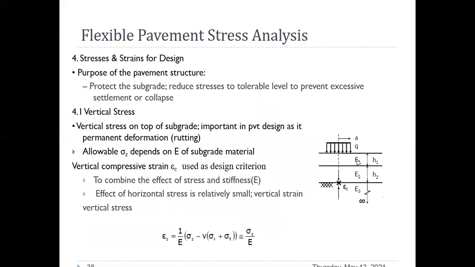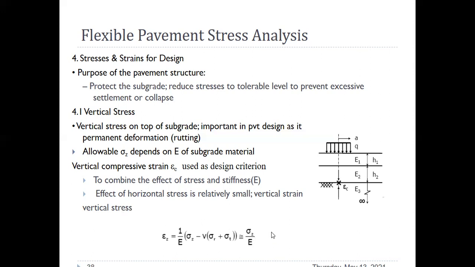Now let's see if you are talking about a multi-layer system. We always know why there is a pavement. The pavement is to protect the subgrade, reduce stresses to a tolerable level, and prevent excessive settlement or collapse. The vertical stress calculated on top of the subgrade is important for working, and these allowable stresses are dependent on the E of the subgrade material that we have explained.